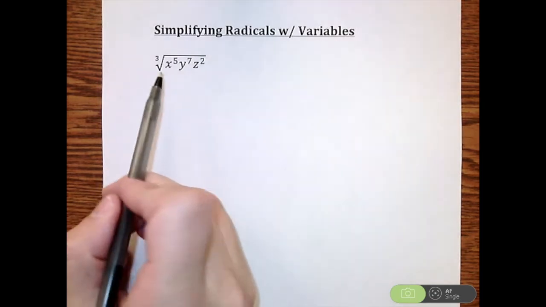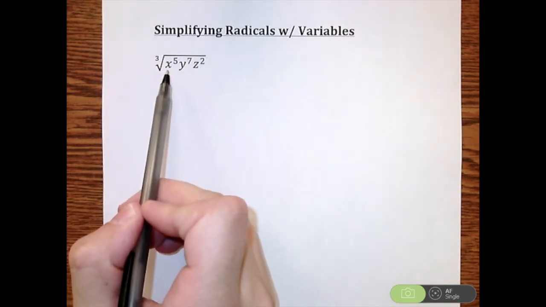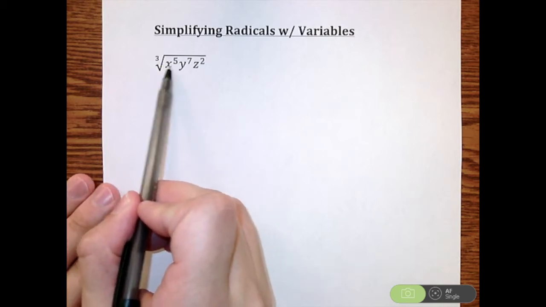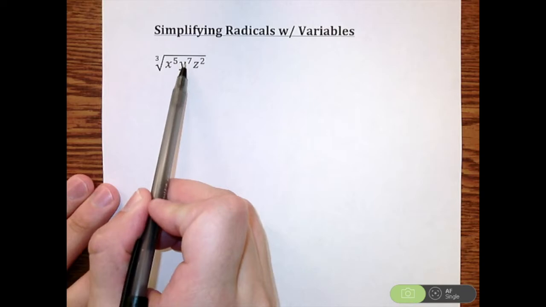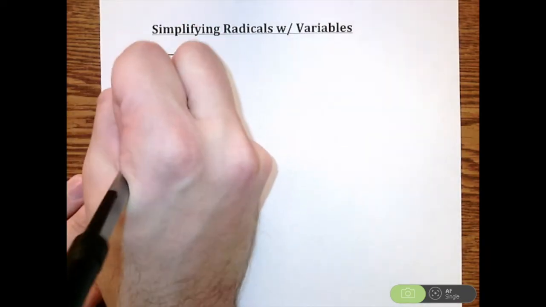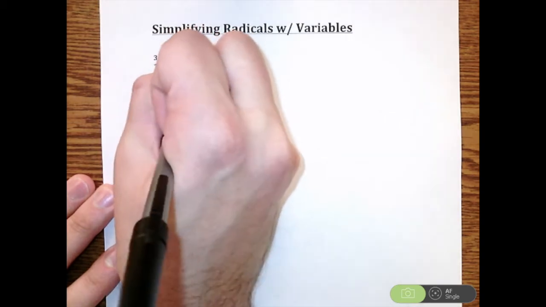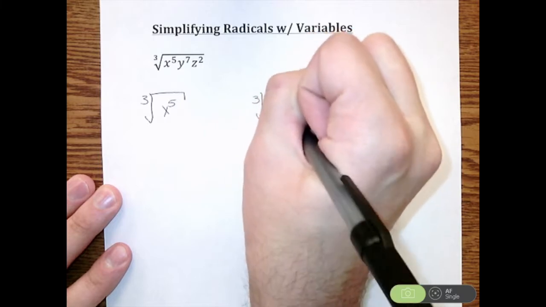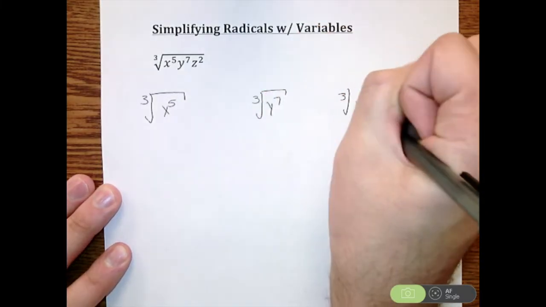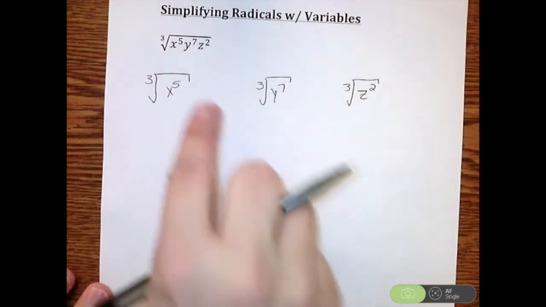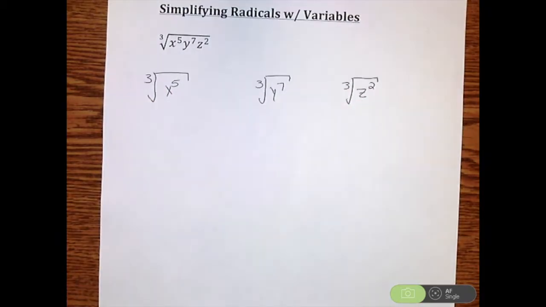So what I'm going to do, as with most things in math, is break things down into pieces that are easier to work with. We have x to the fifth, y to the seventh, and z squared. I'm going to break each of these pieces up and deal with each of them individually. So I'm going to have the cubed root of x to the fifth, leave myself some room, the cubed root of y to the seventh, and the cubed root of z squared. And I'm going to deal with each of these individually and then bring everything back together.